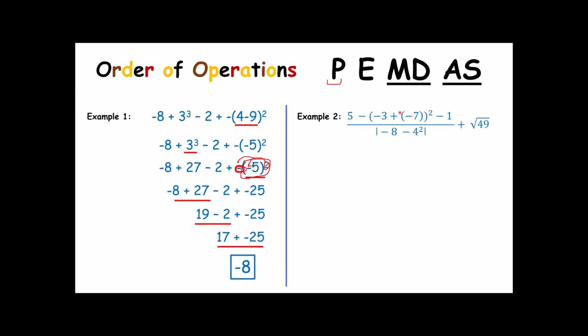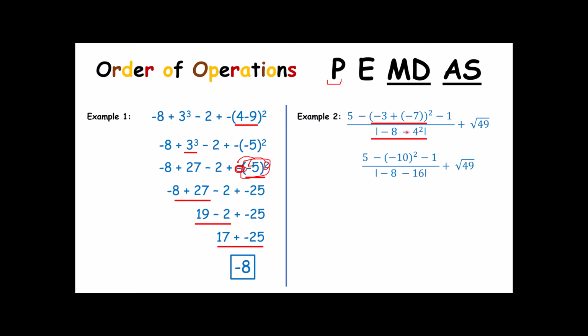So on top, I do the addition first. On the bottom, I do the exponent first. And that gives me this. Negative 3 plus negative 7 is negative 10. On the bottom, the 4 squared is a 16.